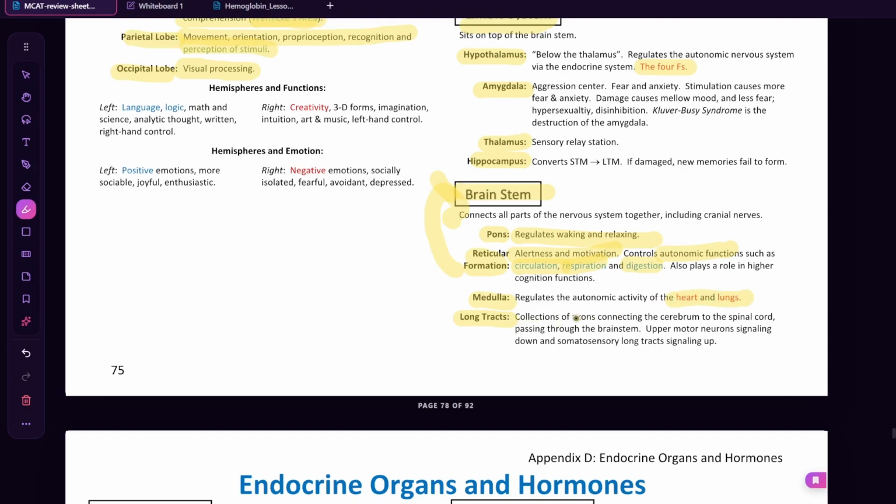And the long tracts are collections of axons. Remember, we did that in biology review about neurons in the nervous system chapter, so we can go back to that if you don't know what axons and neurons are. They connect the cerebrum to the spinal cord, passing through the brainstem, with upper motor neurons signaling down, and somatosensory long tracts signaling up.